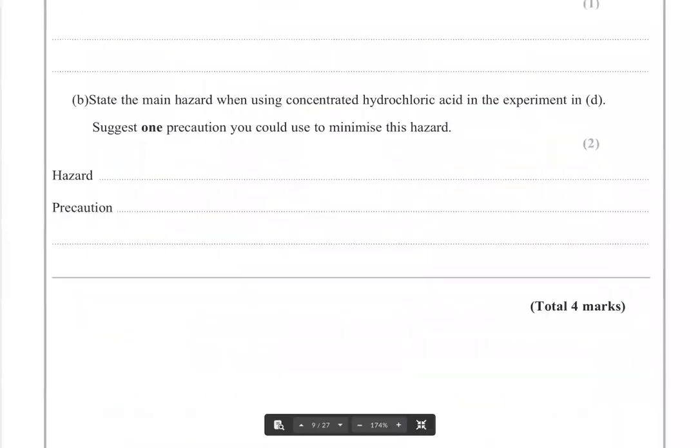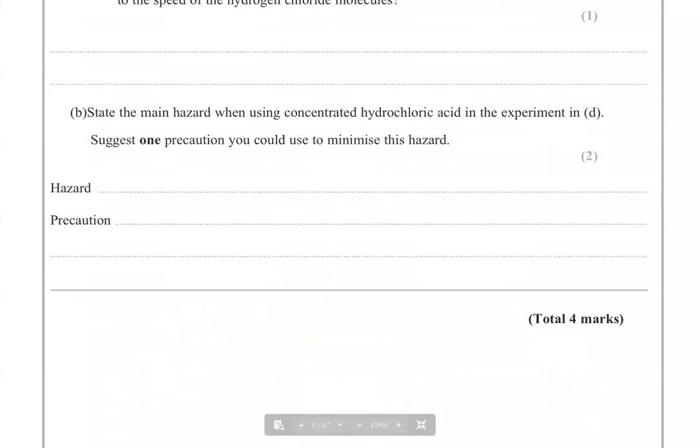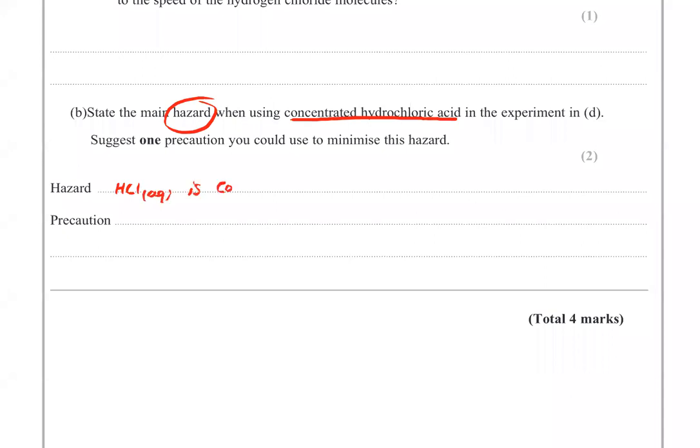طيب question B. State the main hazard. Hazard اللي هي الخطورة when using concentrated hydrochloric acid. طب ما ده corrosive، يبقى الهازارد إن الهيدروكلوريك acid is corrosive. HCl is corrosive. طيب precaution يبقى أبسط حاجة ممكن نلبس gloves. Wear gloves.